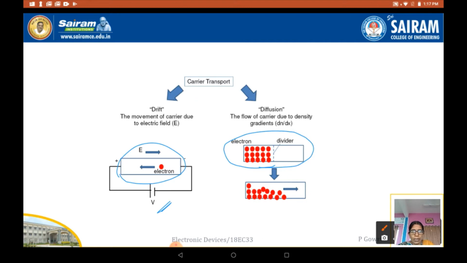Due to the different concentrations, the electrons will tend to move from their fully occupied region to the empty or low density region. This type of current flow is called the diffusion current.